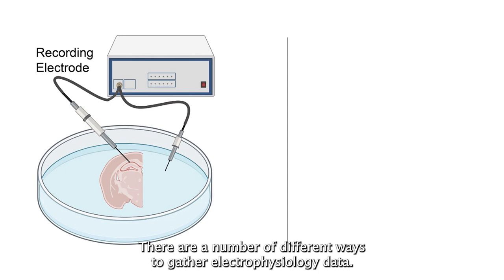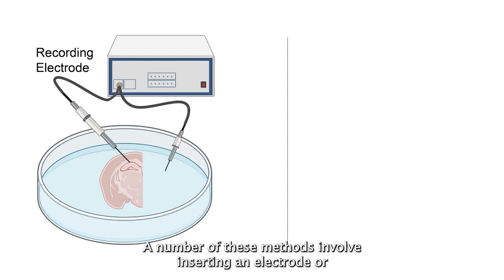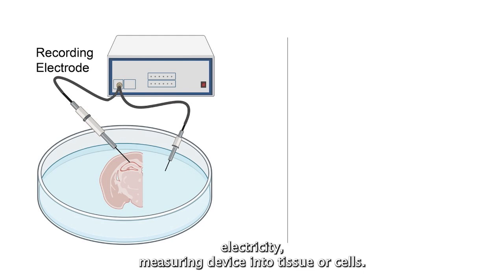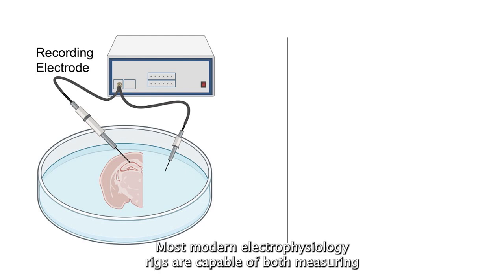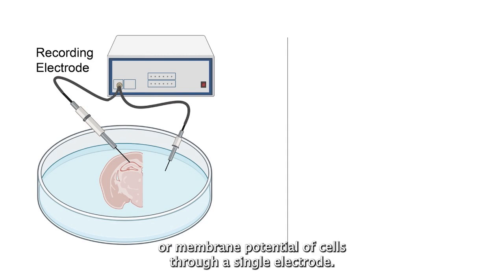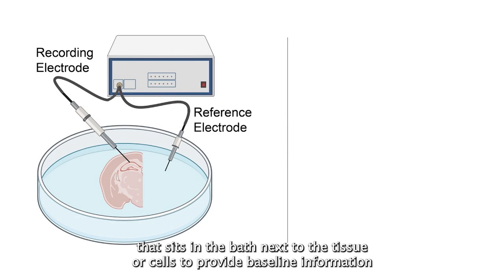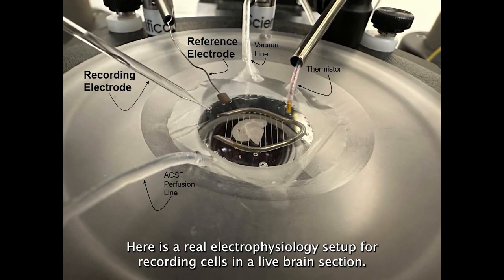There are a number of different ways to gather electrophysiology data. A number of these methods involve inserting an electrode or electricity measuring device into tissue or cells. Most modern electrophysiology rigs are capable of both measuring and injecting current, as well as measuring and adjusting the voltage or membrane potential of cells through a single electrode. This recording electrode is paired with a reference electrode that sits in the bath next to the tissue or cells to provide baseline information.